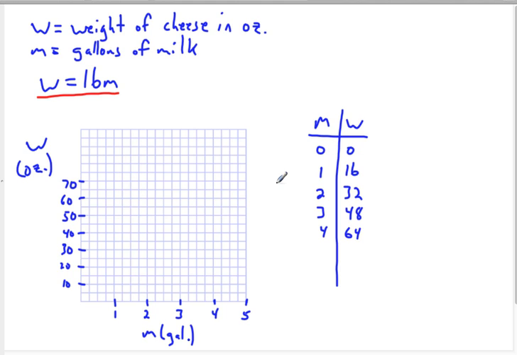So if I use 0 gallons of milk, I obviously get no cheese. If I use 1 gallon, I get 16 ounces. It's about right there. 2 gallons, 32. About right there. 3 gallons, 48. Close to 50. 4 gallons, 64. Pretty close to 65. Okay. As you can see, this is also a linear equation. Pretend that's straight.